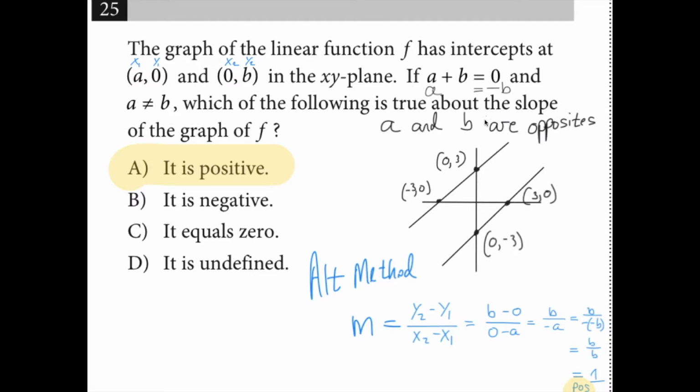And remember that a is equal to negative b. So that would turn into negative of negative b, which just simplifies down to 1, and 1 is positive. In fact, all of these lines are going to have the same positive slope. It's going to be 1. It's positive.